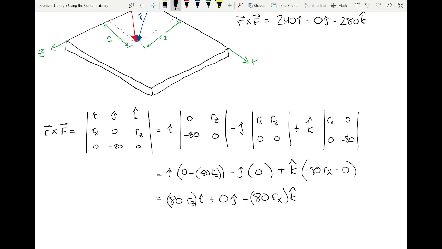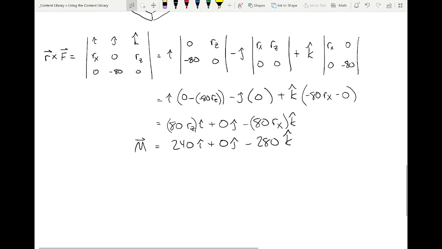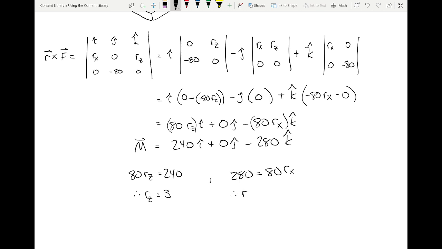And as we said, this has to equal 240 I, because this was our moment vector, plus 0 J minus 280 K. Looks like that's going to be pretty simple, right? Because if 80 Rz equals 240, Rz is 3. 280 equals 80 Rx. Rx is, what is that, negative 3.5? And these are positions, these are in feet.